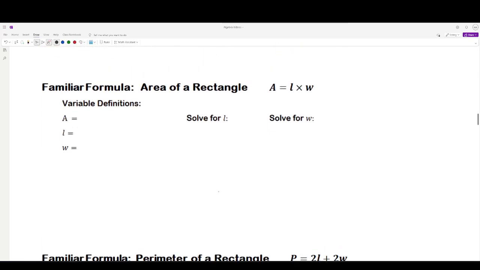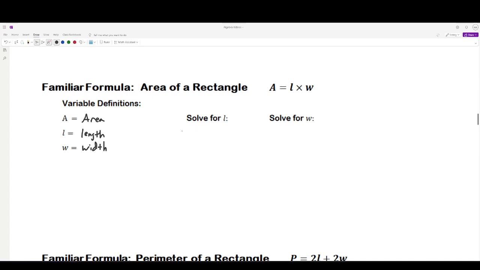Like it says here, these are often real-world equations that have values, so we're going to look at some of those. Here we have area of a rectangle. Area is equal to length times width. So A is area, L is length, W is width. We could also say base times height instead of length times width. It would be the same.